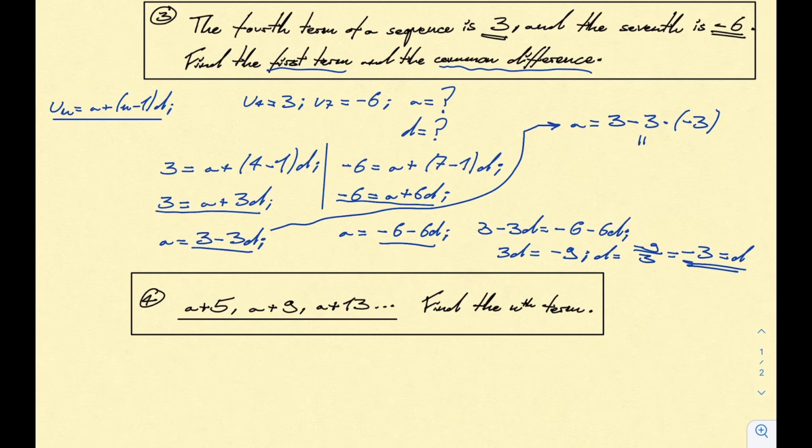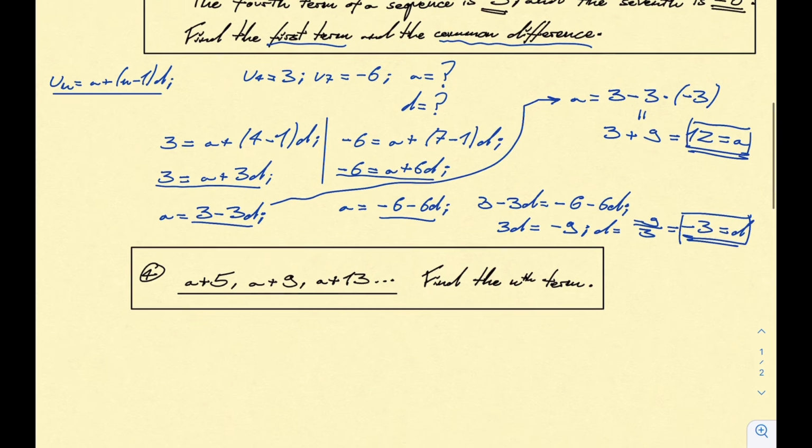And so we get that this is equal to 3 plus 9, and this will be equal to 12, which will be equal to a. And we just calculated the first term of our sequence and the common difference of our sequence. Okay, so now we completed exercise 3.